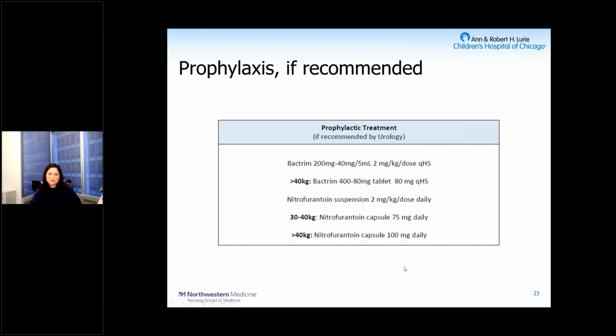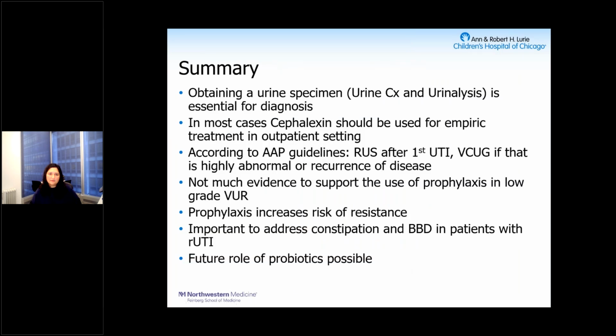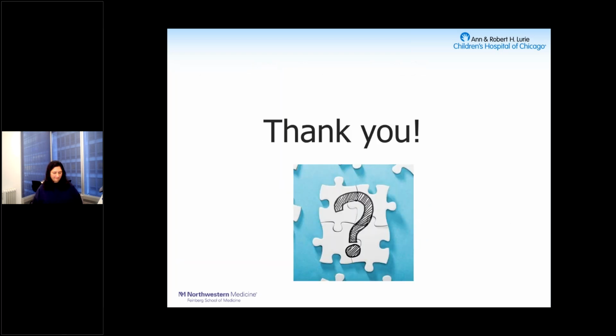So these are the prophylactic doses if recommended, and then I will end with that. Thank you.